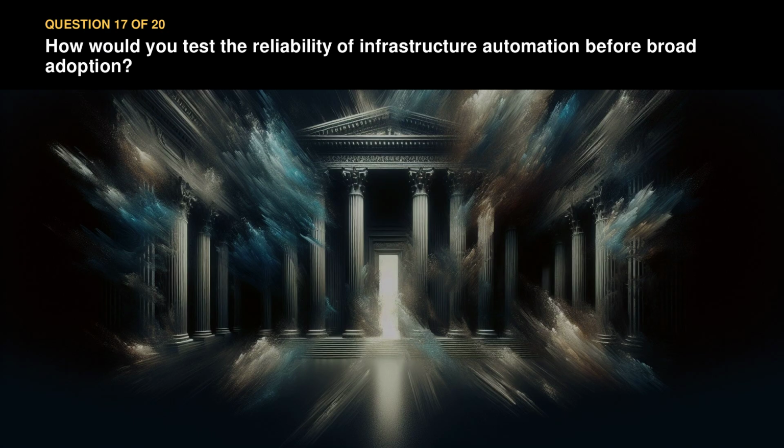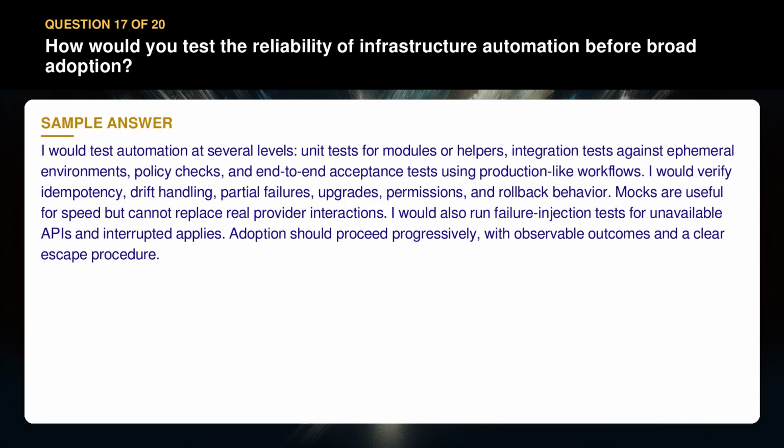Question 17. How would you test the reliability of infrastructure automation before broad adoption? I would test automation at several levels: unit tests for modules or helpers, integration tests against ephemeral environments, policy checks, and end-to-end acceptance tests using production-like workflows. I would verify idempotency, drift handling, partial failures, upgrades, permissions, and rollback behavior.